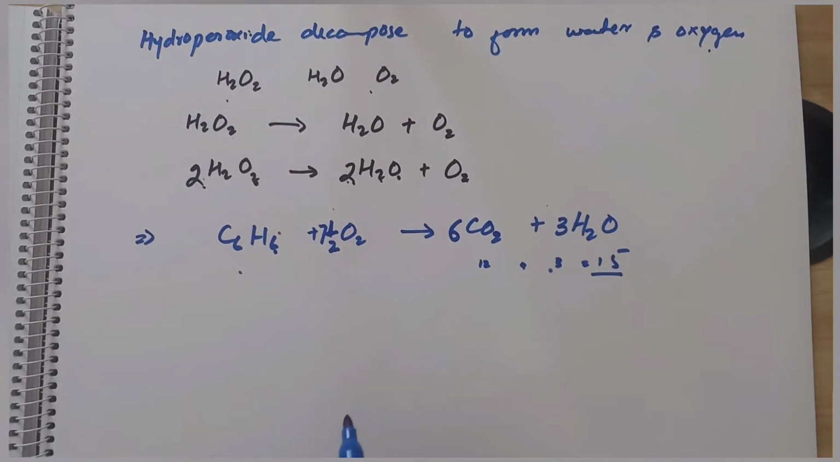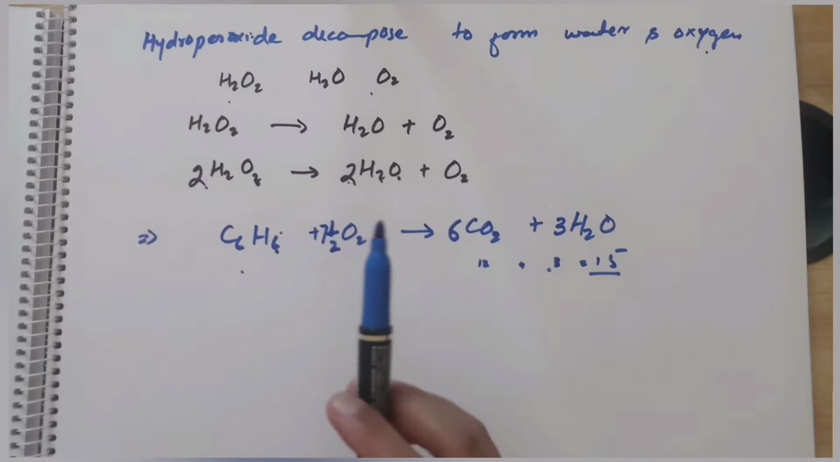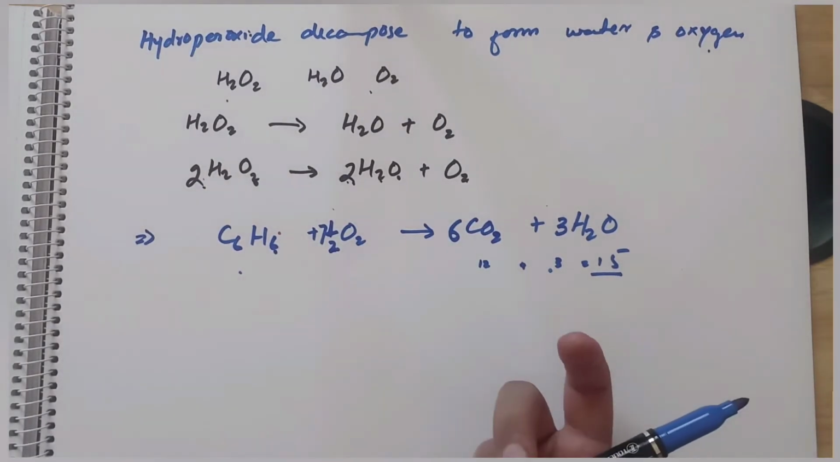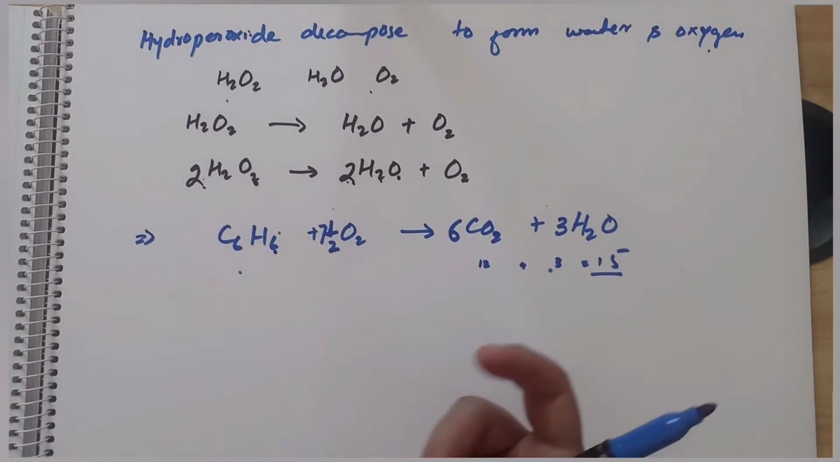Is it clear? In a chemical equation, we also write some state symbols for better understanding and for the explanation.